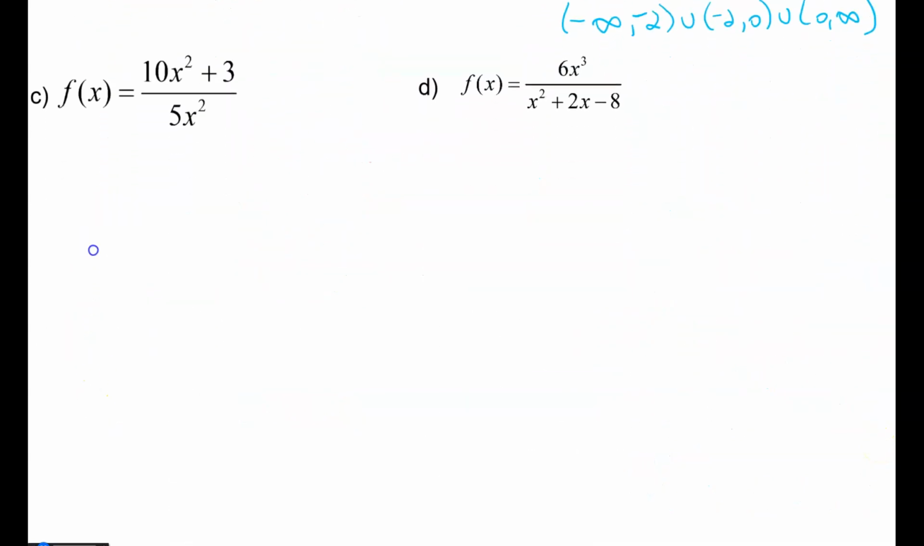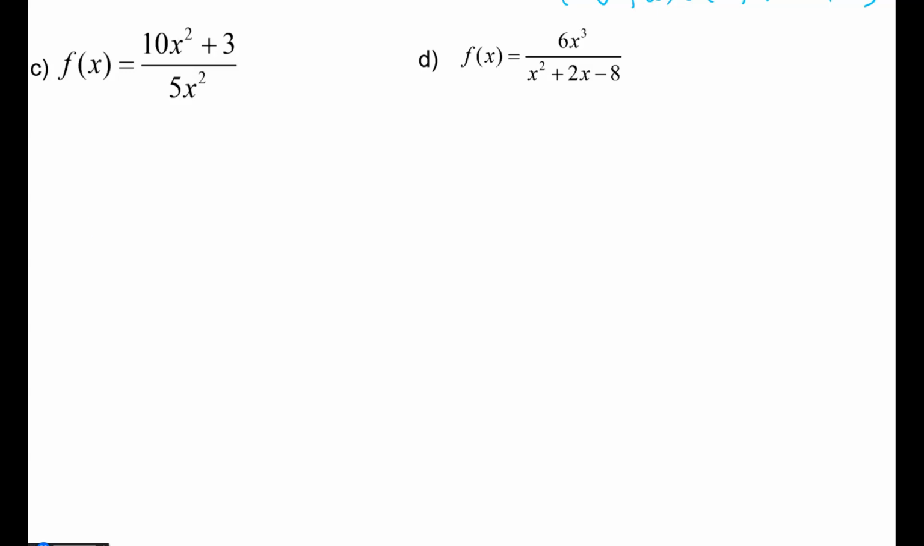All right, our next one. In most of the classes, I had you guys try this one on your own, so I'm just going to run through this pretty quickly. We cannot simplify this any further. So identifying the vertical asymptote, we get x equals 0 because of the x squared in the denominator.